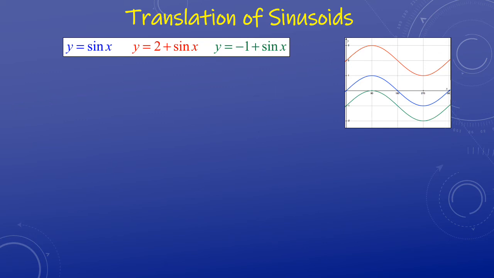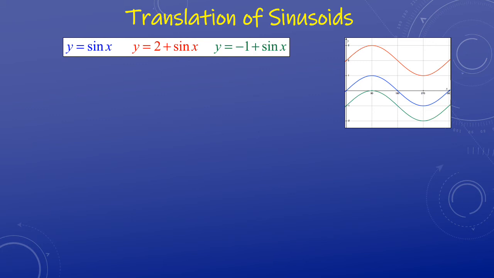We have stretched and shrunk our curves vertically and horizontally. We can also move the entire curve up or down, or right or left. These are called translations. So on the graph, we see y is equal to sine of x in blue, y is equal to 2 plus sine of x in red, and y equals negative 1 plus sine of x in green. What we see is that the red curve is the blue curve shifted 2 units up, and the green curve is the blue curve shifted 1 unit down.